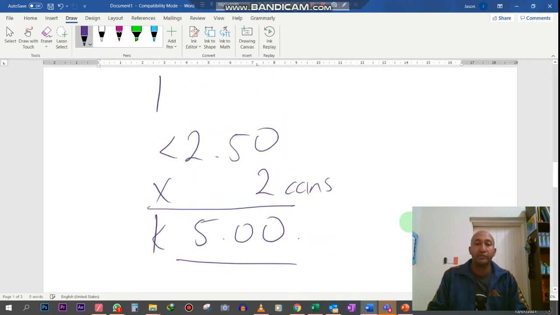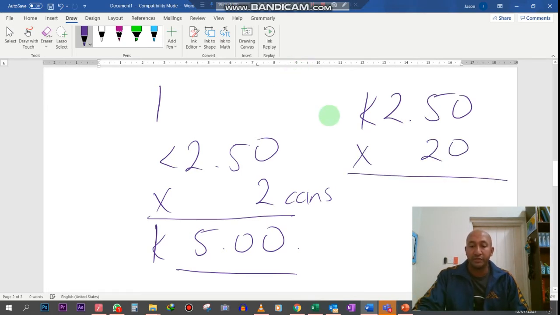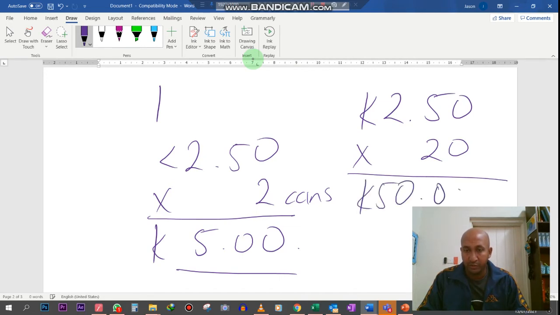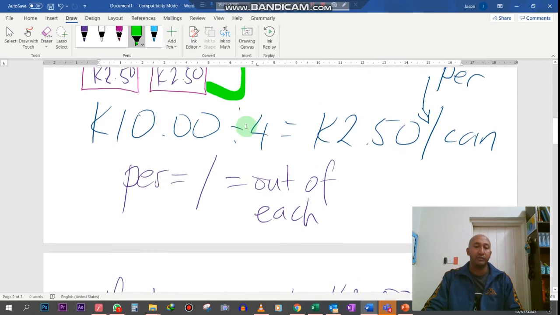If I wanted to find the cost of 20 cans, I would simply say 2 kwacha 50 times 20, and that would give me 50 kwacha. And you could do this now with anything. Give me any number based on this unit rate here. Based on this unit rate, I will be able to find you the price of any number of cans.